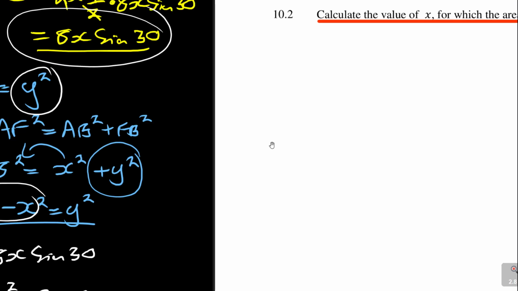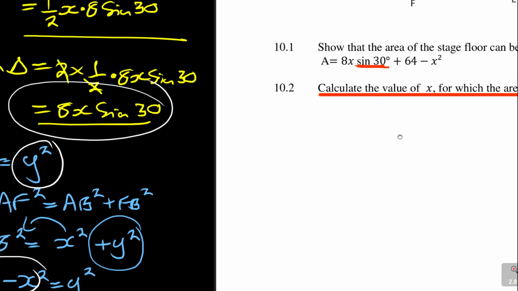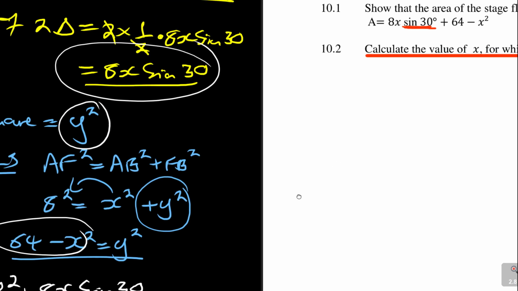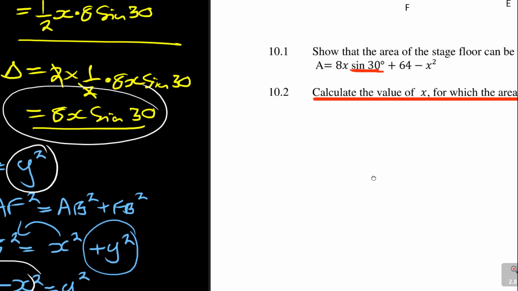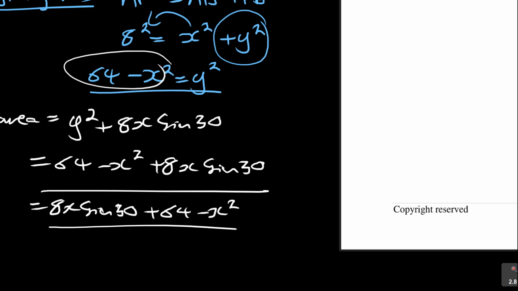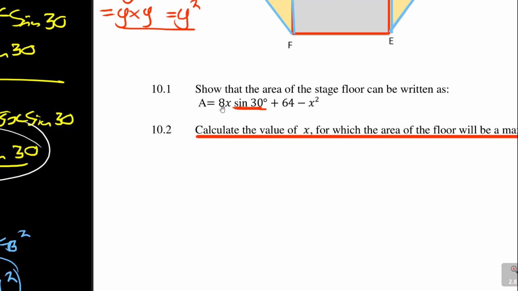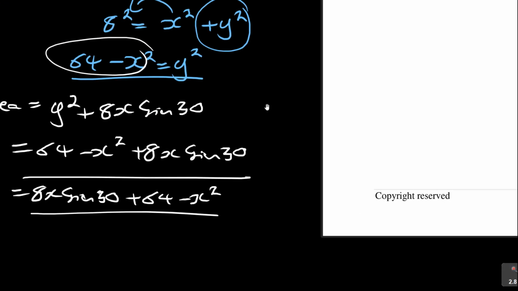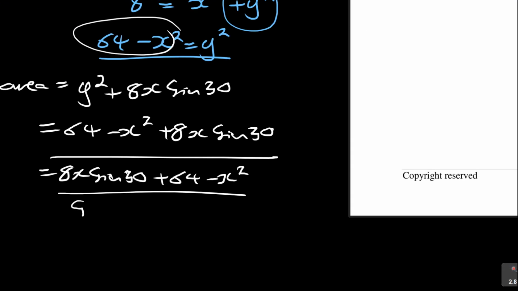If you take this now and compare the answer, there it is. We can now write it the way they want it. We can start with 8x sin 30, not plus sin 30, it's just 8x sin 30, and then plus 64 minus x squared. There it is. And then it says show that. Then you can say this has been shown.